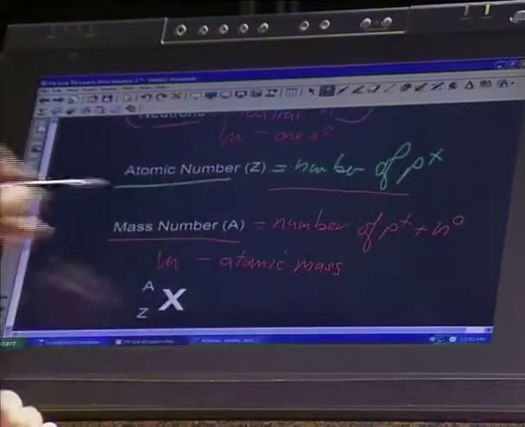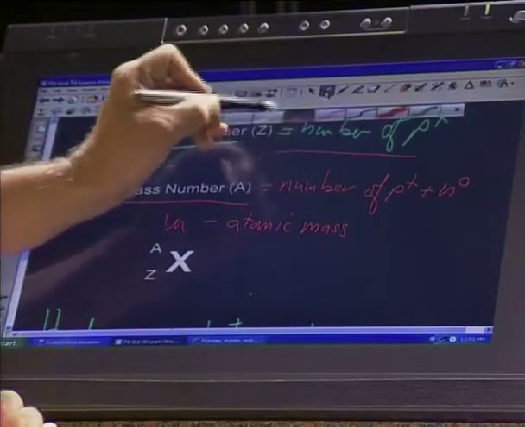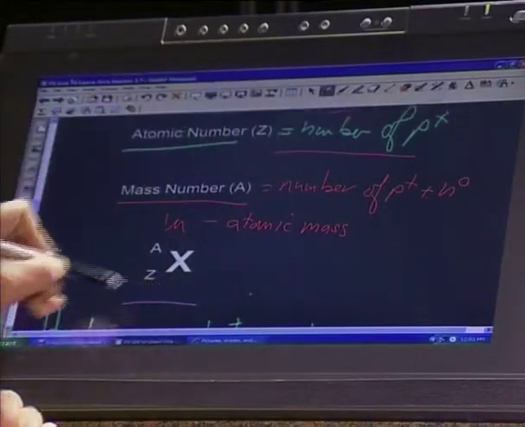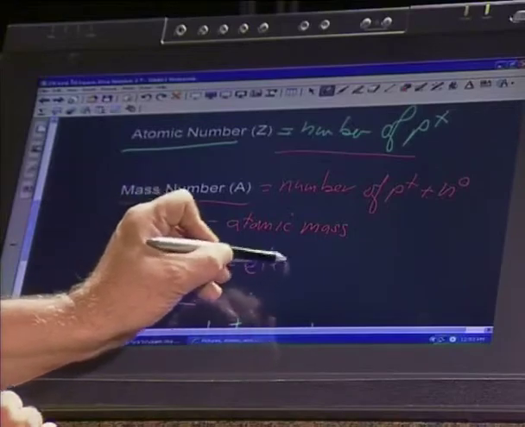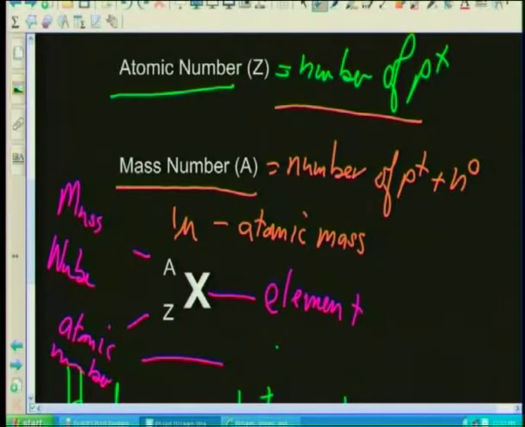Now, when we add them together, we can then represent every element in this notation here, where X stands for the element, A stands for the mass number, and Z stands for the atomic number. This is very useful information, and we can do some exercises on it. So let's go and see the type of questions that you might get asked when dealing with this particular notation.